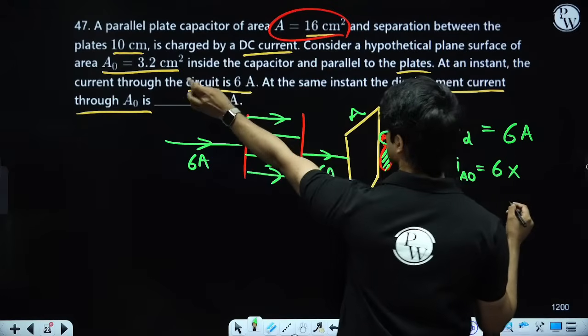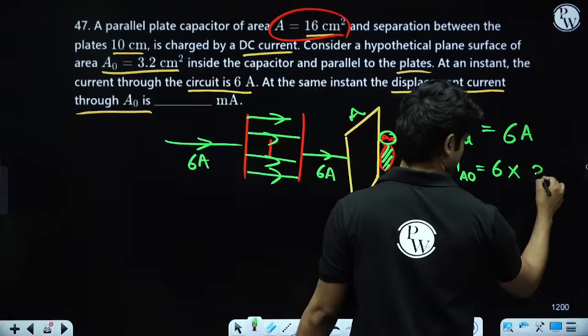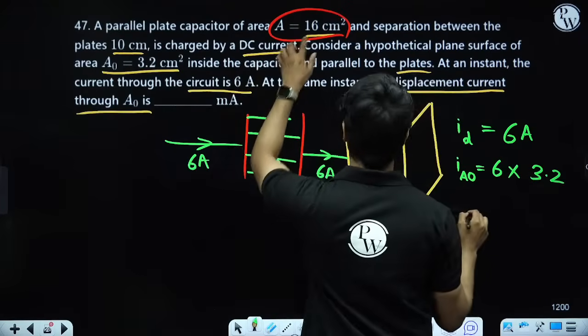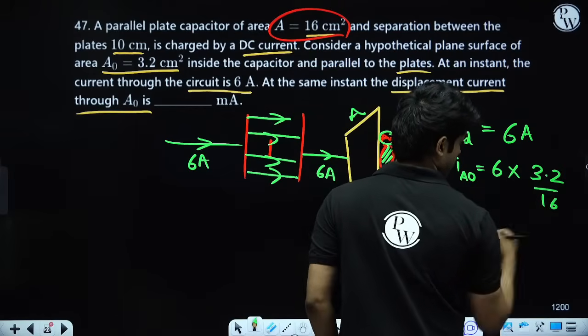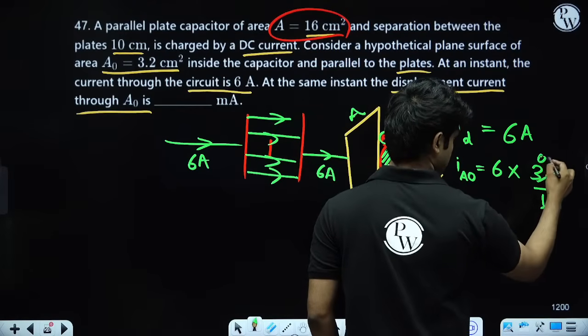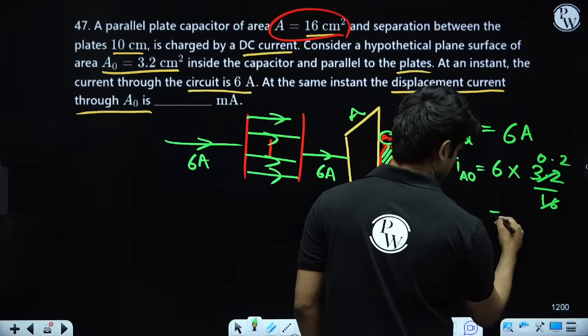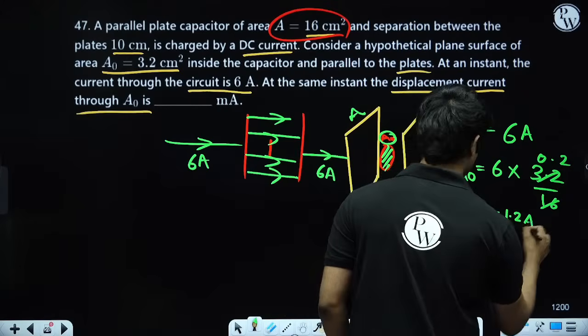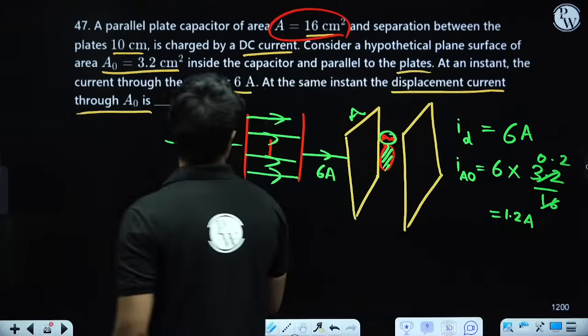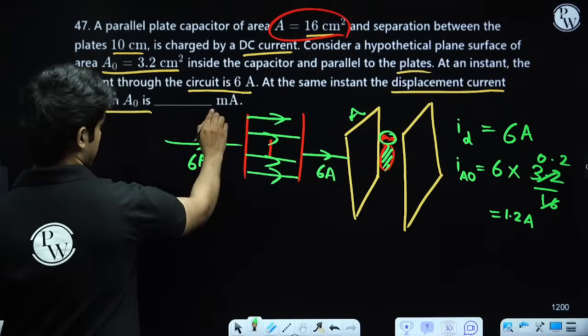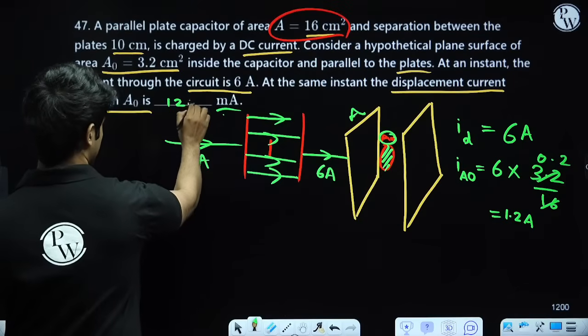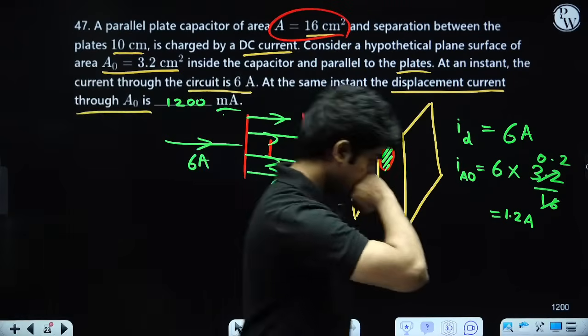A0 is 3.2 and A is 16. So this is 0.2, 1.2 amperes. They want the answer in milliamperes, so 1200.